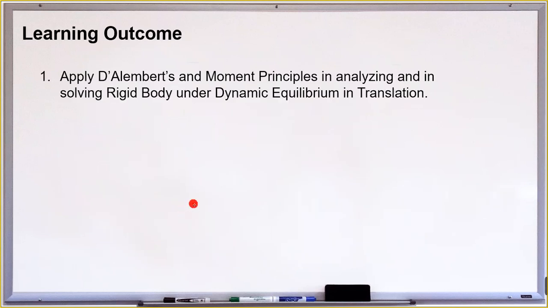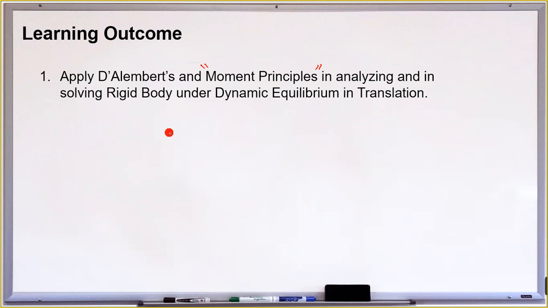By the end of this lesson, we need at least two principles. First is d'Alembert's principle, and the second one is the moment principle or the torque principle. After this lesson, you'll be able to apply these two principles in analyzing and solving rigid bodies under dynamic equilibrium in translation.